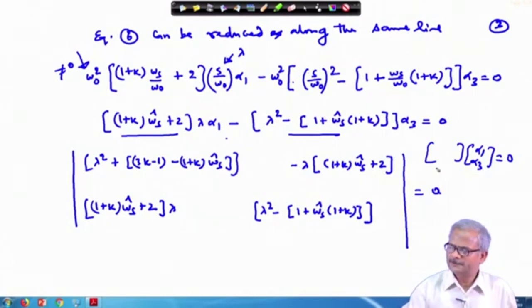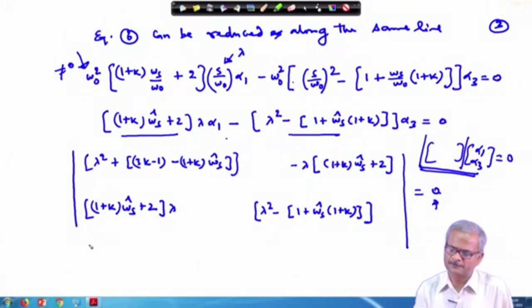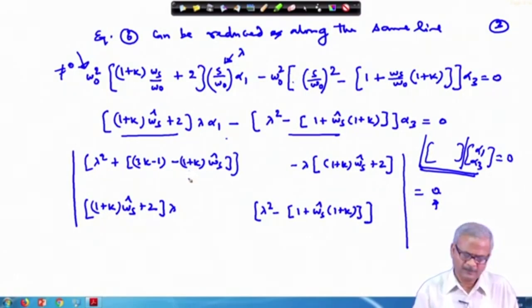Okay, so for the non trivial solution for this kind of system, the determinant of this matrix must be equal to 0. So this is what we are doing, and from there we get this eigenvalue equation here, or say the eigenvalue polynomial. So this part we have lambda square 3 k minus 1 plus 1 plus k omega s cap 2, this is fine.